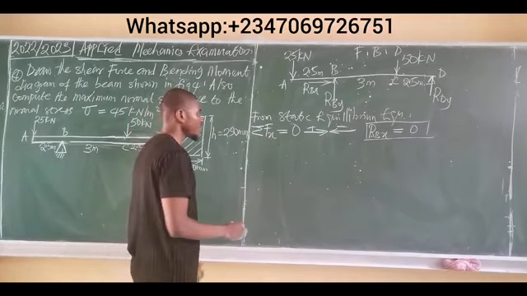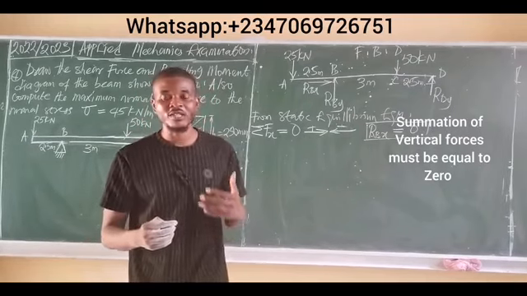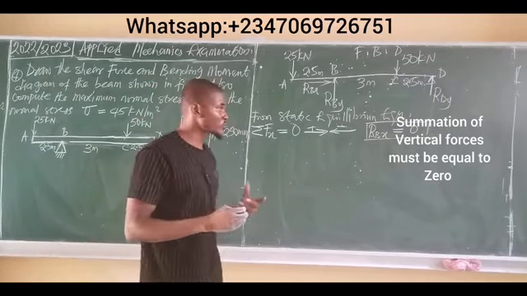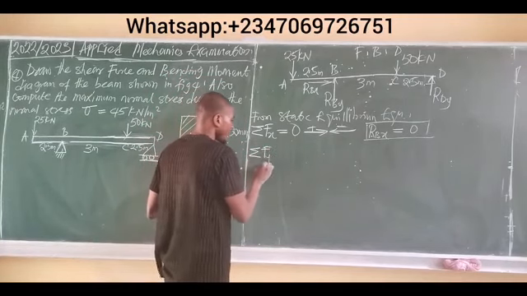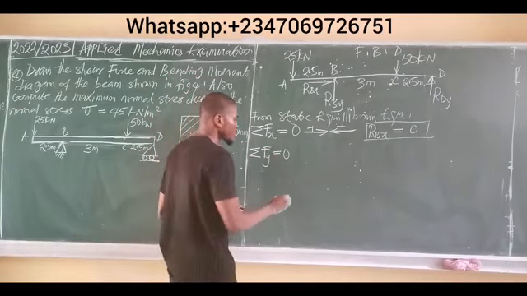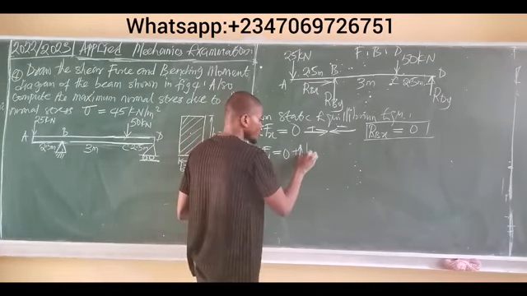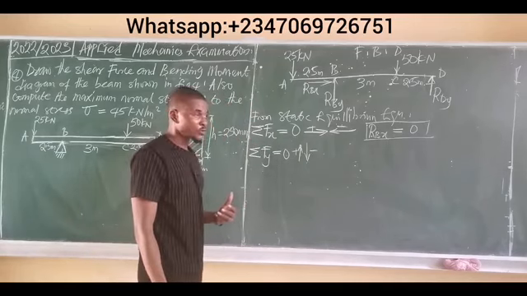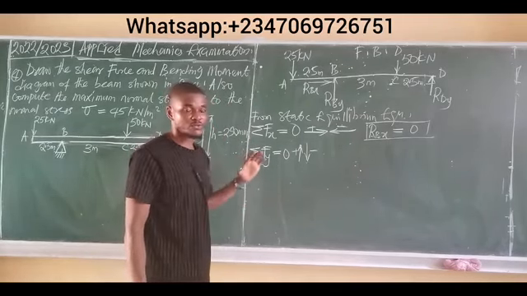The next law is summation of all vertical forces must be equal to 0. So we sum the entire vertical force, call that summation F of y, equate it to 0. Now we consider vertically upward forces to be positive and downward force to be negative. So we start from the beginning of the beam and sum all these forces together.